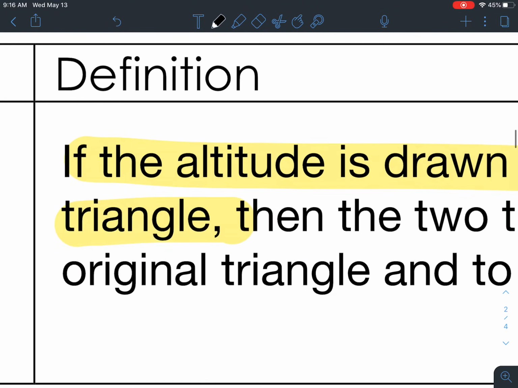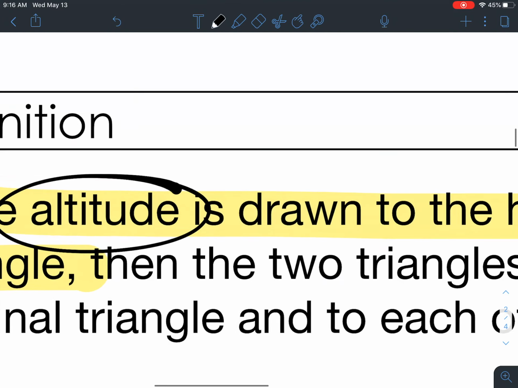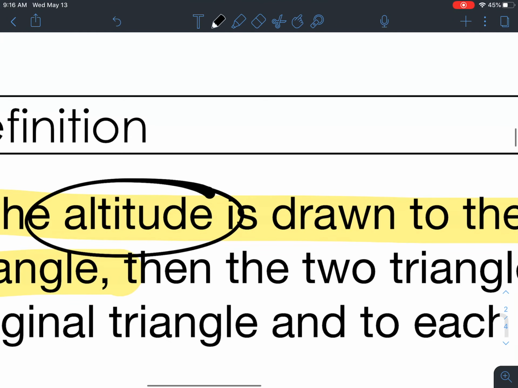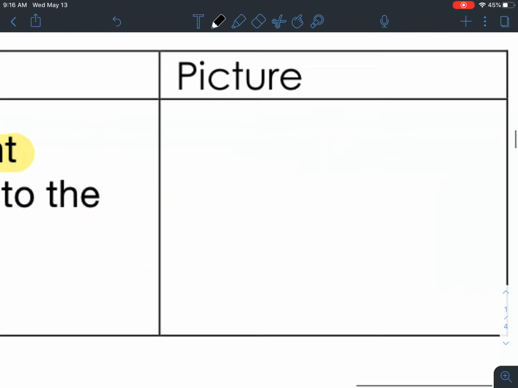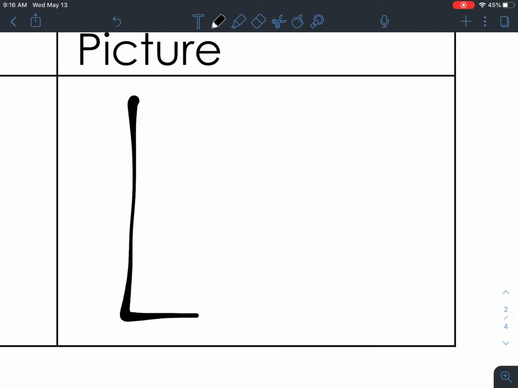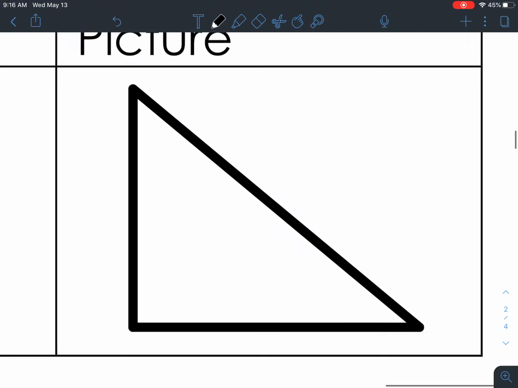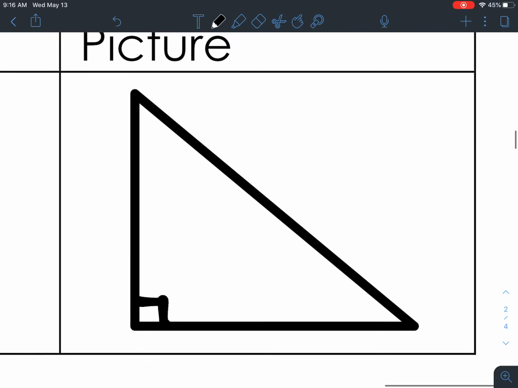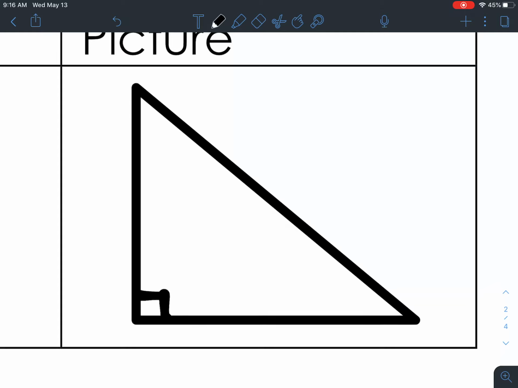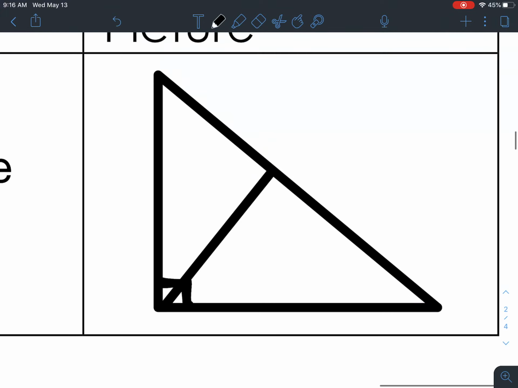So let's do a real quick recap. What is an altitude again? All right, well, an altitude is the perpendicular segment connecting a vertex with the opposite side, right? So what I'm going to do is draw a right triangle, and I'm going to mark in my right angle, okay? Now, I'm going to draw my altitude, all right, coming from this right angle so that it's intersecting that hypotenuse at a right angle, okay?